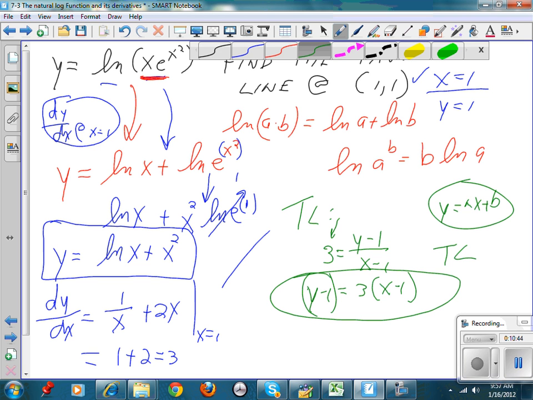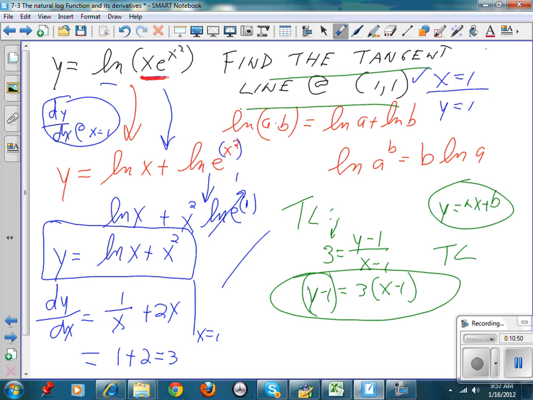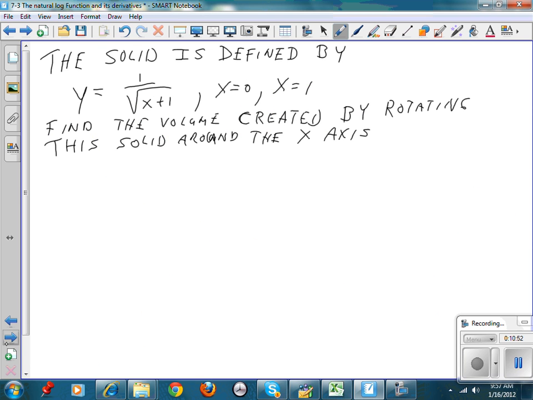Let's get another problem here. Now remember this problem: properties of logs, knowing the derivative of the natural log, and a review of what it means to find a tangent line. Okay, how about this?